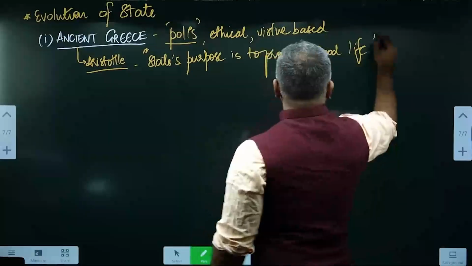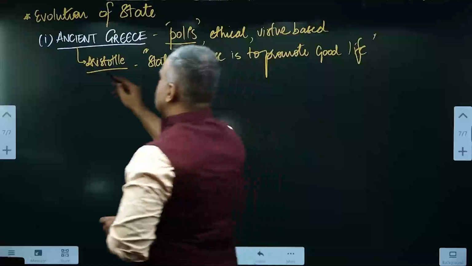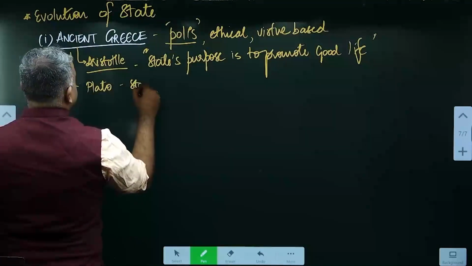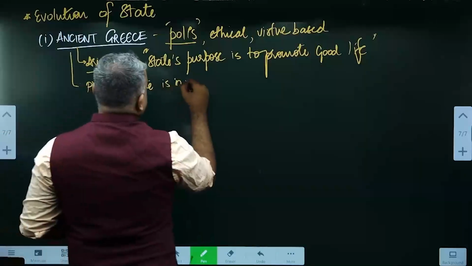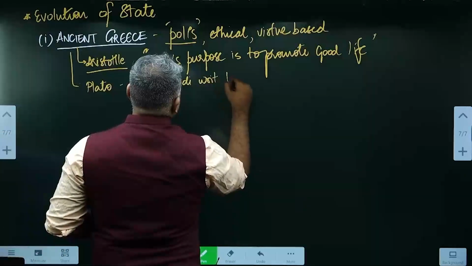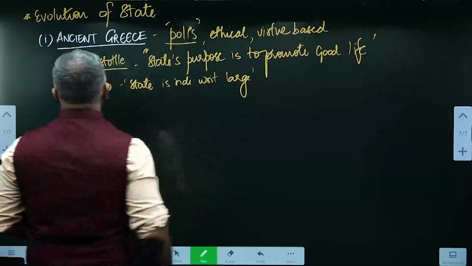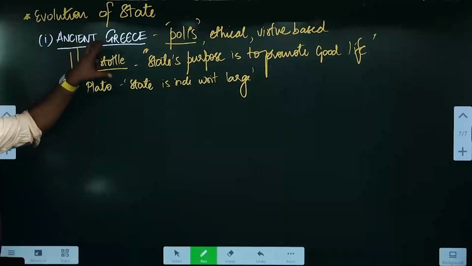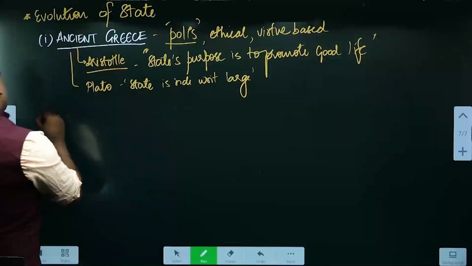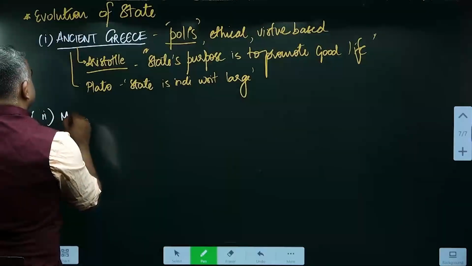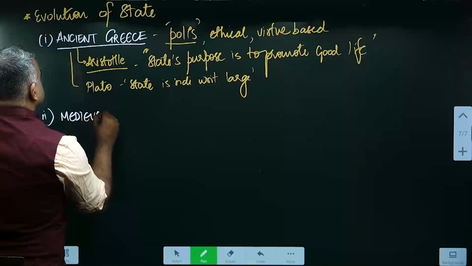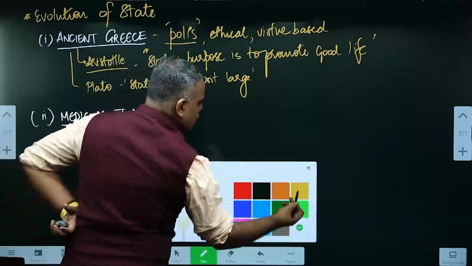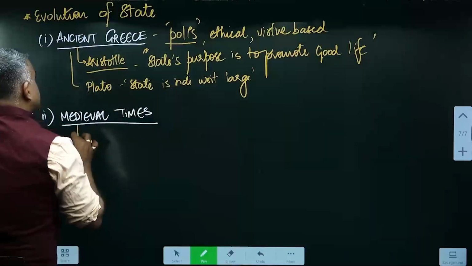What did Aristotle say? Sorry, Aristotle we've seen. Think of Plato. Plato said the state is the individual writ large. This also we saw. So we are very clear what exactly happened, at least in ancient Greece. What was the main idea? Now, we will see a distortion in medieval times.